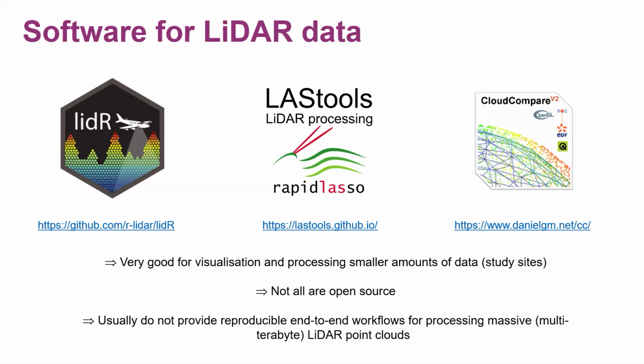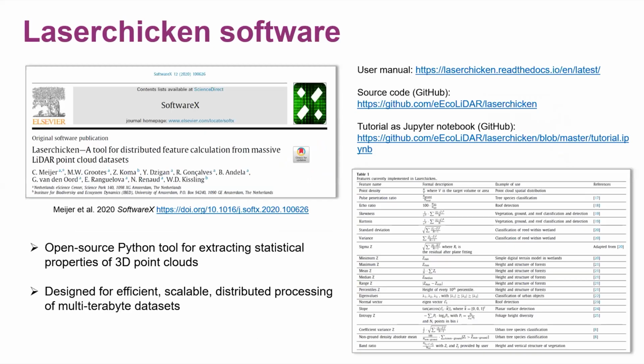The challenge is if you're getting into much larger datasets, for instance countrywide analysis, the processing can be very challenging. And typically this software does not provide reproducible end-to-end workflows for processing such massive amounts of data, for instance multi-terabyte point clouds. So we have been working in the last couple of years together with the eScience Center on developing a new software, which is called Laserchicken. This is the software behind the vegetation structure metric calculations that Yifang has been introducing. This software is an open source Python tool, which is specifically focused on extracting these statistical properties, or let's say vegetation metrics, from 3D point clouds.